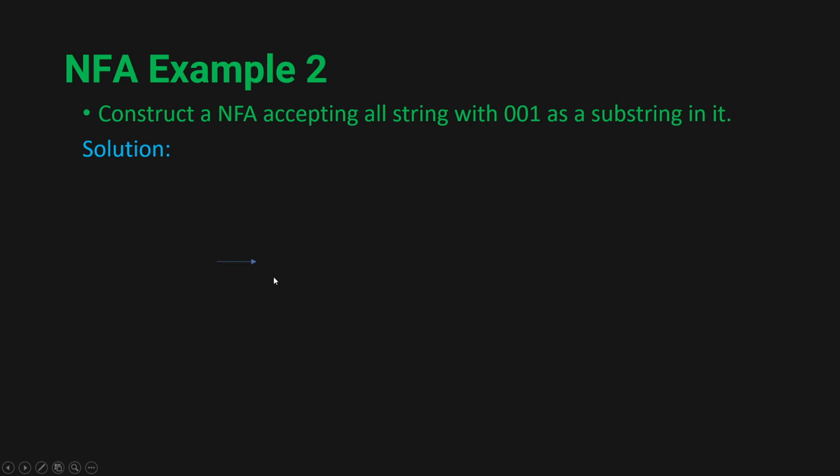Okay, so let's say our starting state is A. We get input 0, we go to state B. Again we get input 0, we go to state C. And again we get input 1, we go to state D. And let's make this state D our final state. Okay, so now this is going to accept strings like 0, 0, 1, and it is coming to the final state. So this string is accepted.